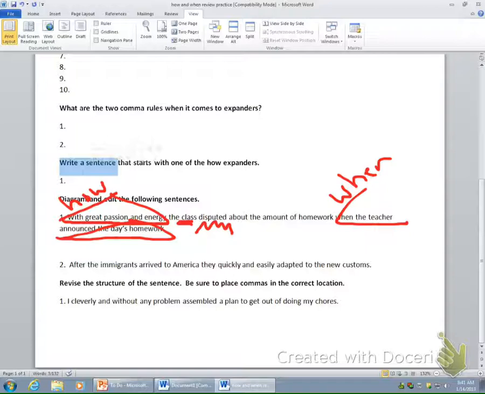All right. Number 2, after the immigrants arrived to, oh, and I have to edit it. So with great passion and energy, what am I missing, everybody?